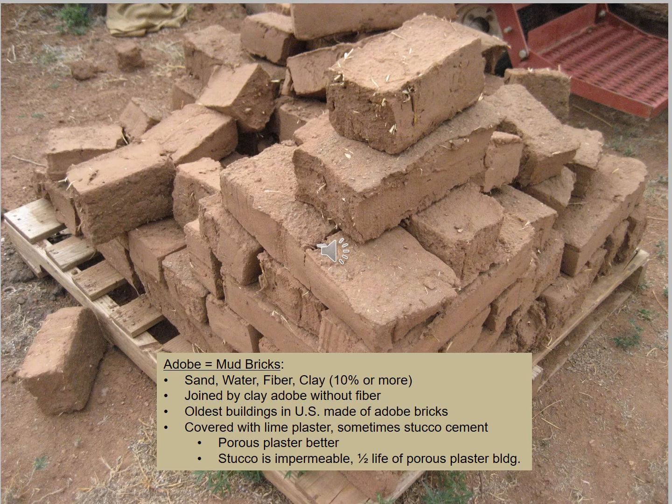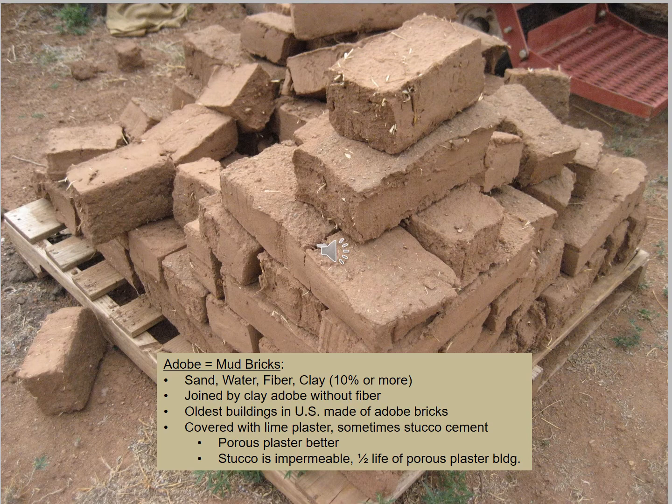Some of the oldest buildings in the United States are made out of adobe, and adobe is sand, water, fiber, and clay. And like I said, in the olden days, the fiber came from manure. And they're joined by a mortar, which is the same recipe, but without the fiber in it. And then often they're covered with some kind of lime plaster.